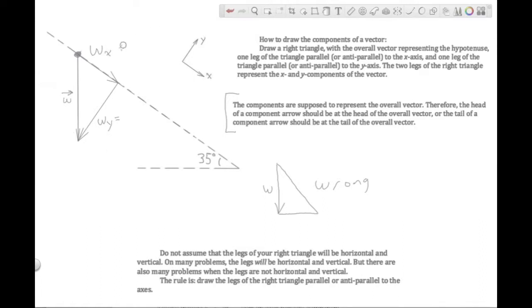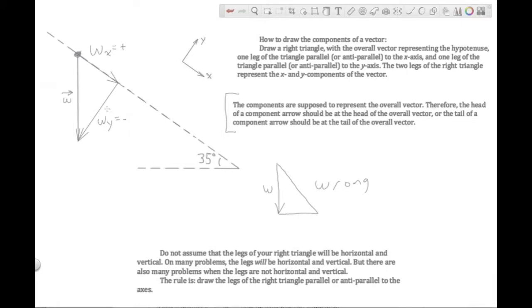And now is a good time to figure out the signs on the components. Remember, you should try to figure out the signs on the components before the magnitudes, so that you don't forget about the signs. Well, w sub x is pointing parallel to our x-axis, which is the positive direction. So we can say that this component is positive. Now w sub y is pointing anti-parallel to the y-axis, which is our negative direction, so we can say that w sub y is negative.